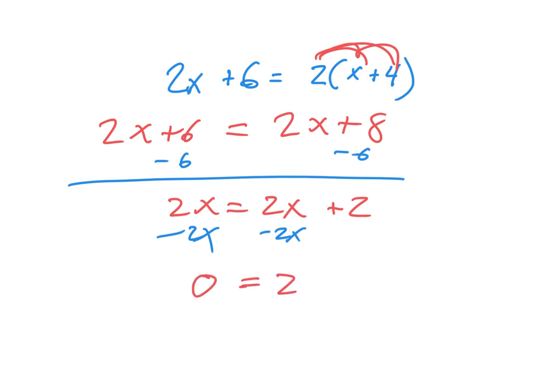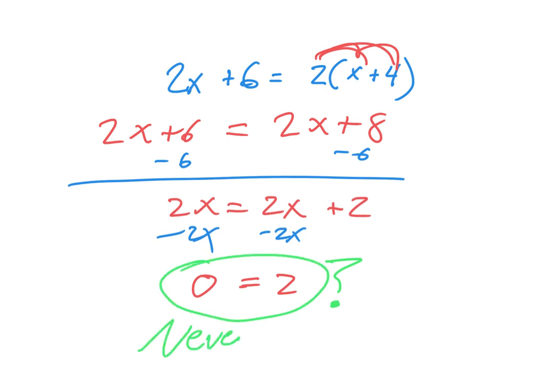And then you wonder, did I do something wrong? In this case, I know we did not. In a case like this, we say 0 equals 2. When does 0 equal 2? It never happens. Therefore, no solution. In other words, when looking at this original equation, when will 2x plus 6 equal this? And the answer is never. There is no answer to this. There is no solution.